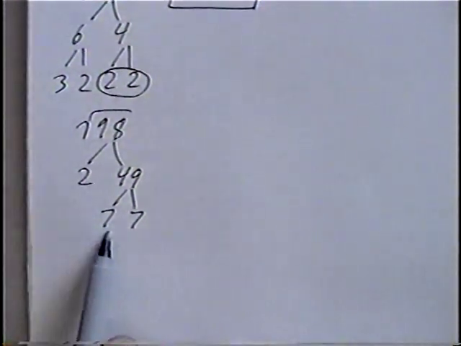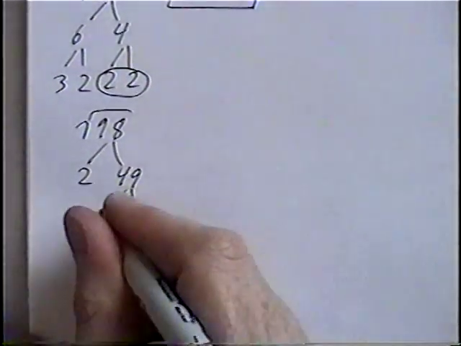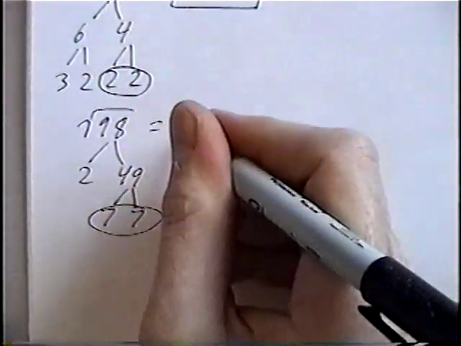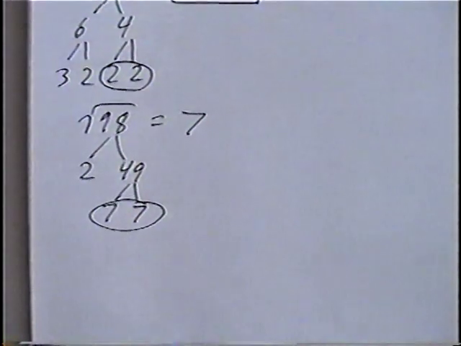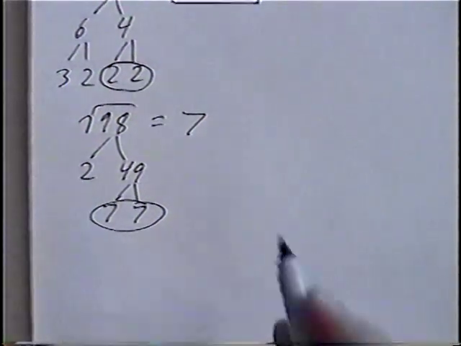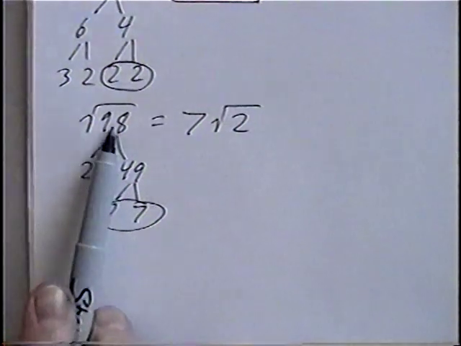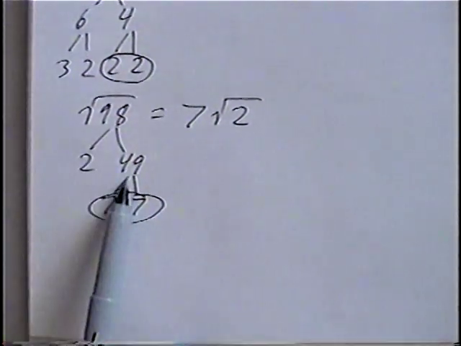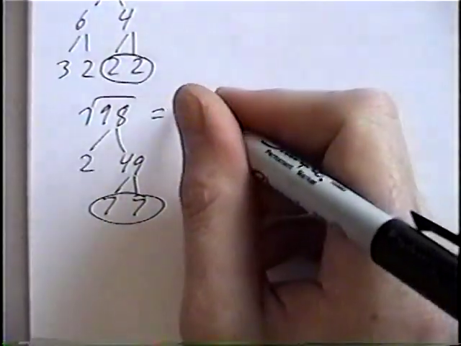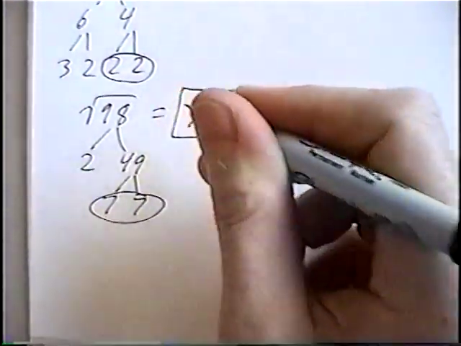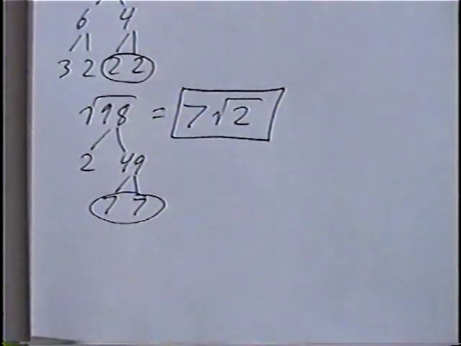Again, once our factor tree is complete, all prime numbers on the bottom, we can circle the pairs. That would be the first number we'd write down. Single numbers like 2 that are left over go inside the radical. And again, the 98 and the 49 we don't use because we factored those to other numbers. But our final answer would be 7 radical 2.